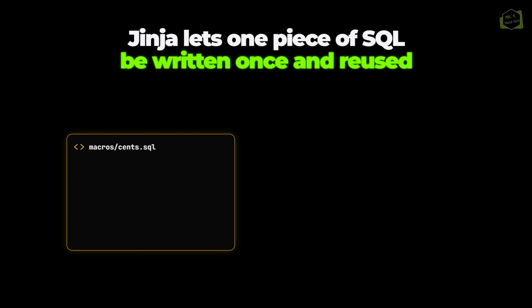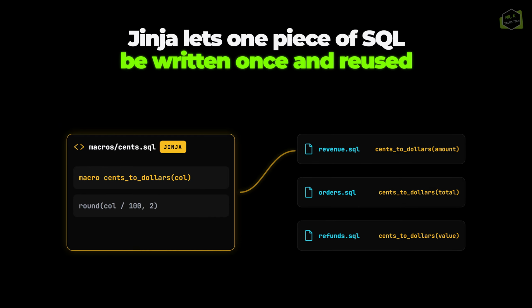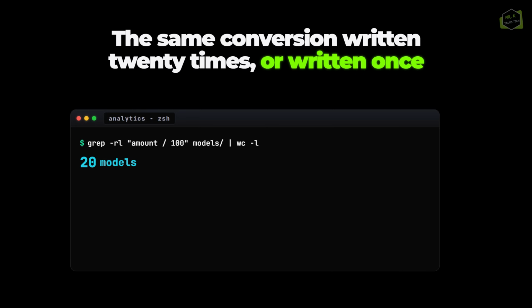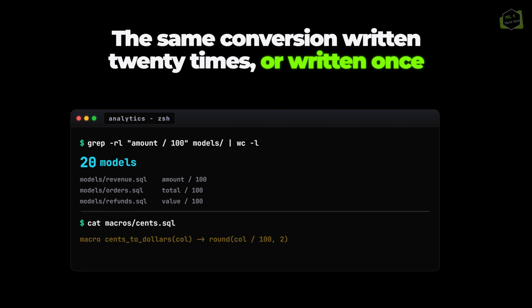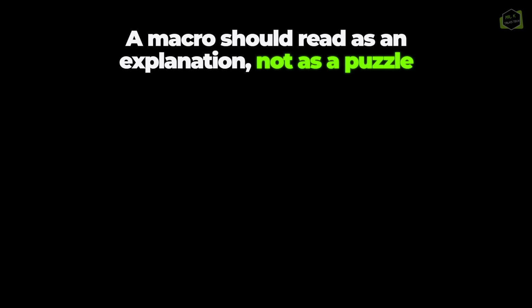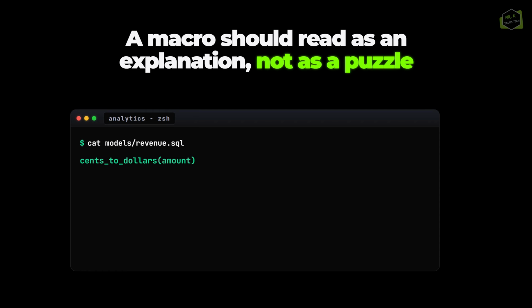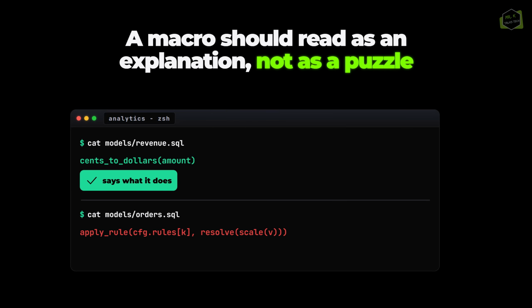DBT also supports Jinja, a templating language that lets you write reusable SQL using macros. A macro is reusable transformation logic. For example, if 20 models use the same currency conversion logic or column naming rule, you can define that logic once and reuse it. But just like functions in application code, macros should make the project easier to understand, not hide simple SQL behind unnecessary complexity.